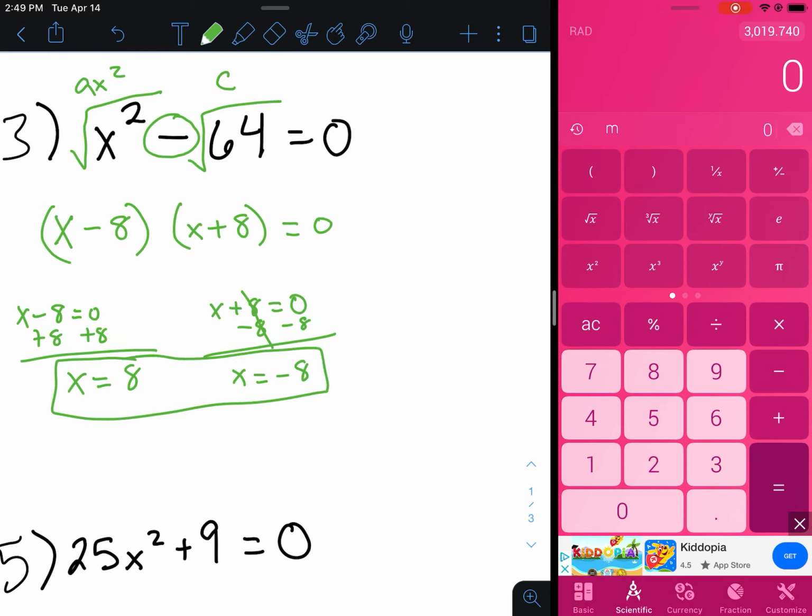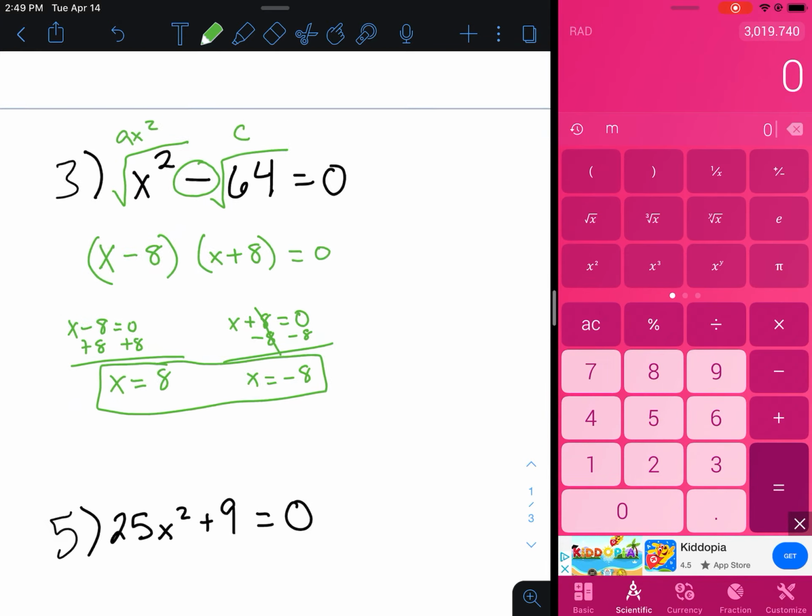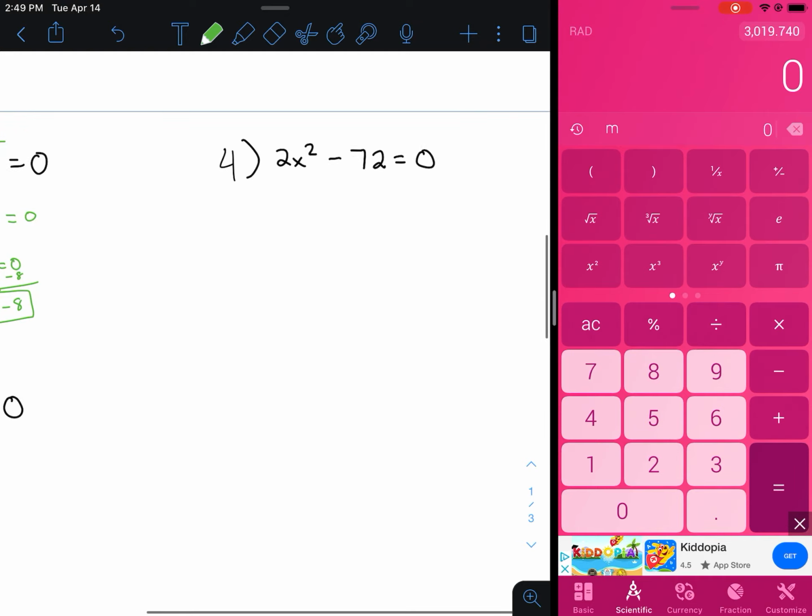And we can, again, I told you earlier, you can always test that by plugging it back into the original problem. X squared, so 8 squared is 64 minus 64, that gives us 0. Negative 8 squared is also 64 minus 64 is 0. So it does work.